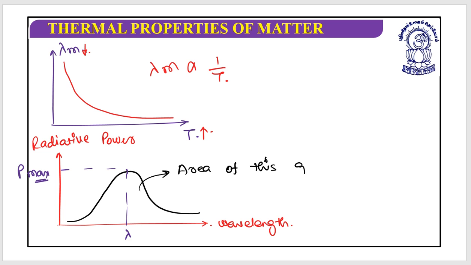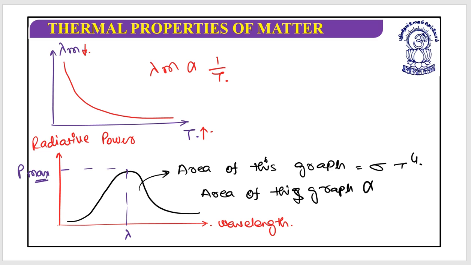The area of this graph is equal to sigma into T to the power 4, or I should say the area of this graph is proportional to T to the power 4. Please do remember this. Yes, this has been asked. I hope this is clear. So let's look at certain quick questions.